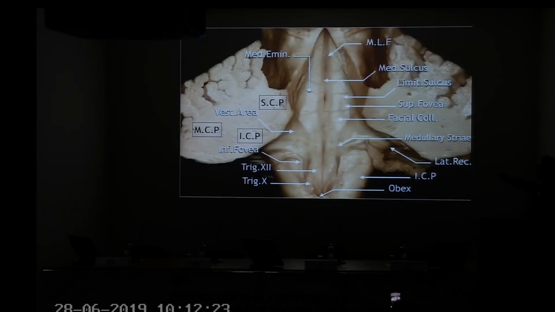Here, many structures. Everybody knows, every book shows these structures: facial colliculus, supracollicular approach, vestibular area, acoustic stria, many. It's no matter. But what happens if you remove this? What can you see? This is the question.